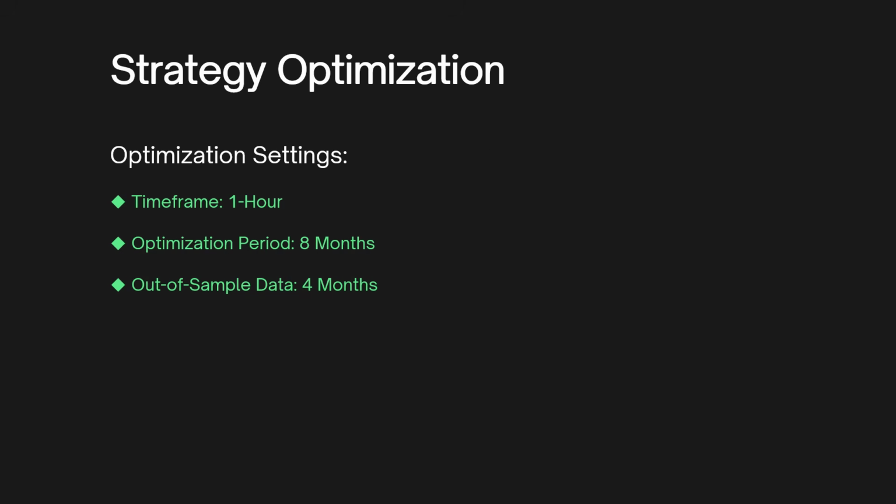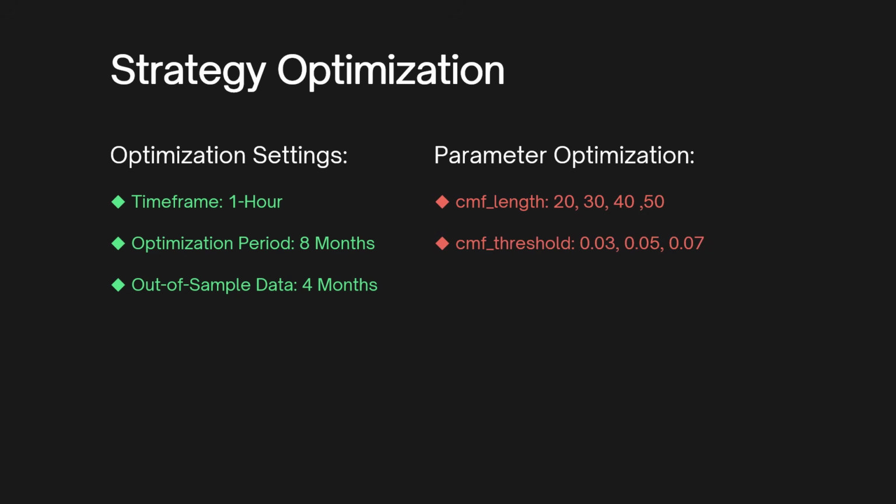The key parameters we'll focus on optimizing include CMF length, determines the period used to calculate the Chaikin money flow. CMF threshold, sets the CMF level for generating trade signals. MFI threshold, defines the MFI level for identifying strong buying or selling momentum. Risk ratio and ATR multiplier, define the stop-loss distance and the reward-to-risk ratio, which control trade management and overall strategy risk.